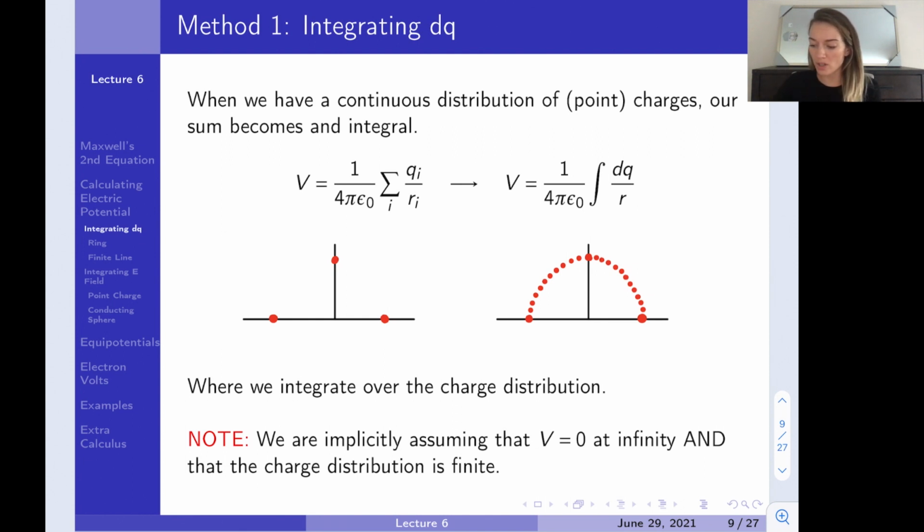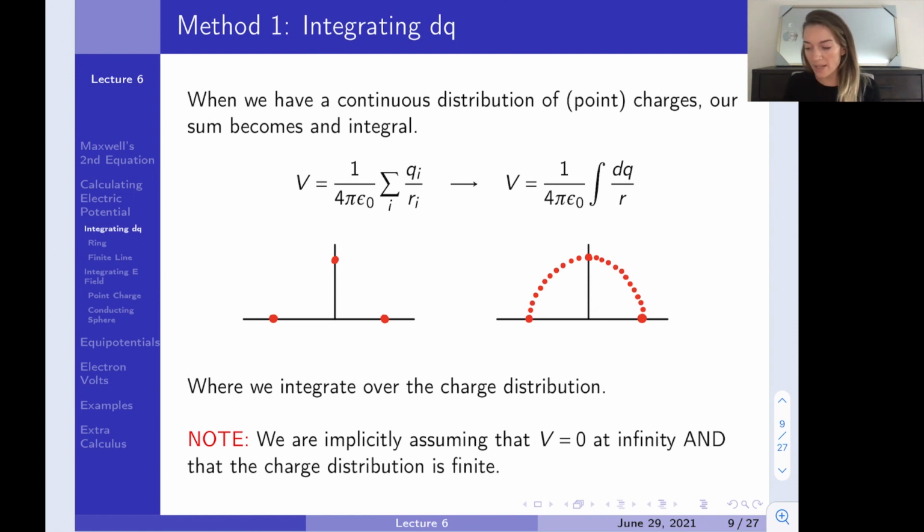So if we have just 3 charges here, we would just sum over each charge. But just like with the electric field, when we move to a continuous charge distribution, we have basically infinitely many little point charges, we're going to have to turn that sum into an integral. So now we're going to have to integrate over our charge distribution.